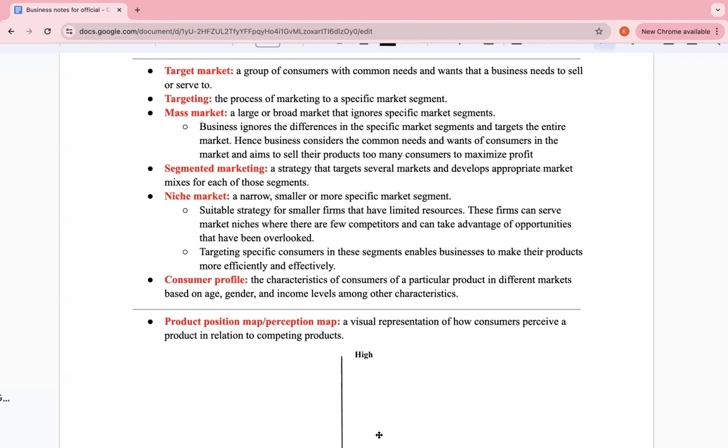Consumer profile. This is the characteristics of consumers of a particular product in different markets, based on gender, age, and income levels among their characteristics. So basically, this is based on the consumer, who they are, how much they make, etc. So that's basically it. It's really simple, based on logic.